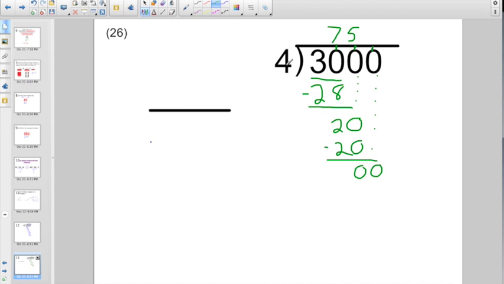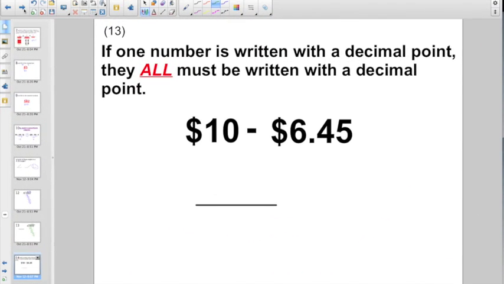Double 0 divided by 4. 4 times what is going to give me 0? In this case, the answer is 0. Technically, you should multiply it back for 0, and you should subtract it for 0. Just always be in that habit, because if I divide, you always have to multiply back, and you always have to subtract. Your answer is 750.